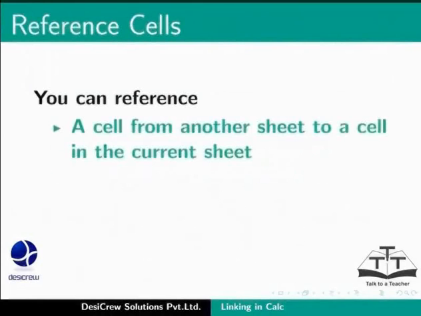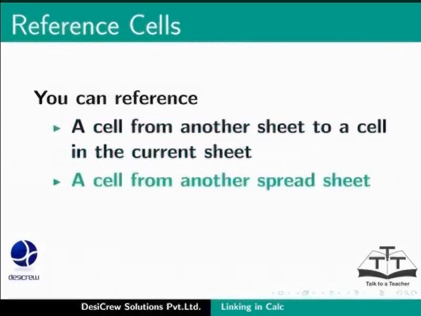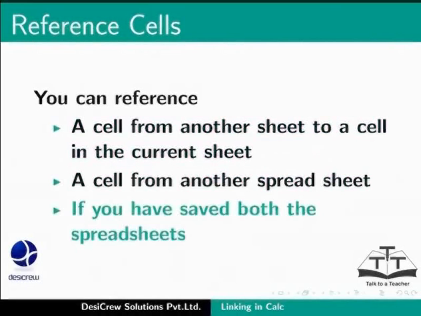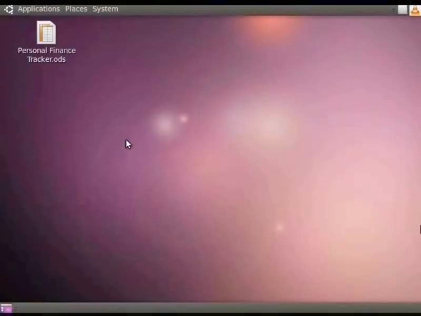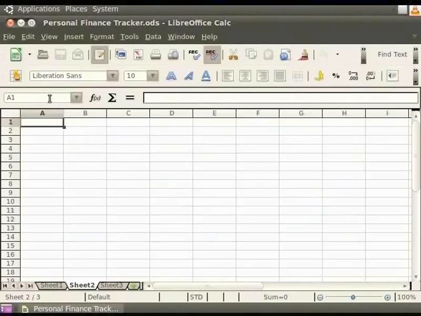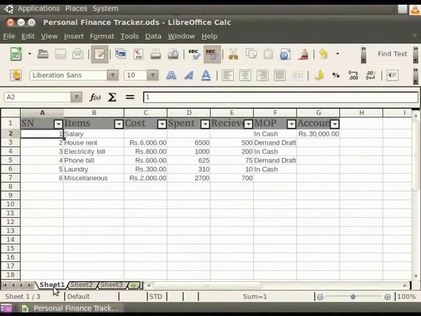LibreOffice Calc allows you to reference a cell from another sheet to a cell in the current sheet, or a cell from another spreadsheet if you have saved both the spreadsheets. Let's open personalfinancetracker.ods. The sheet 1 of our file contains the spreadsheet for Personal Finance Tracker. I have added some amounts in the columns spent and received.